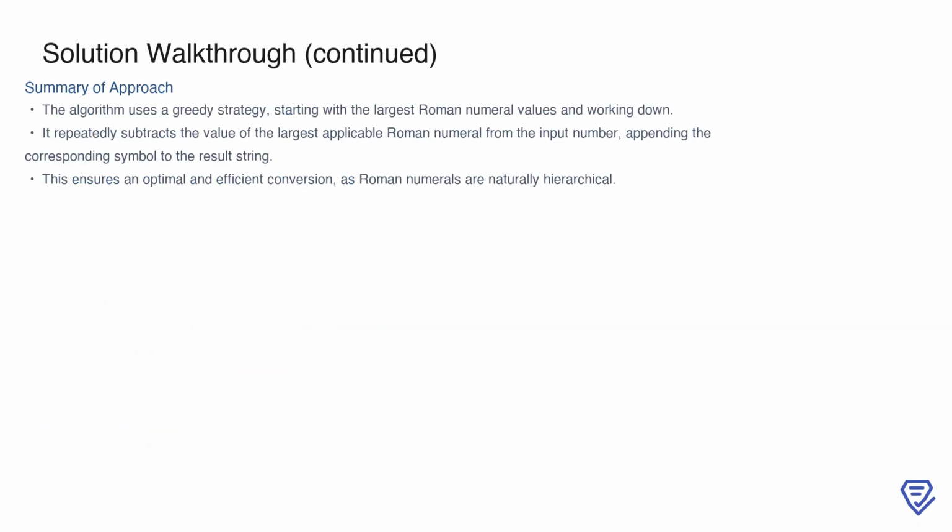To summarize the approach, the algorithm uses a greedy strategy to convert integers to Roman numerals. It starts with the largest Roman numeral values and works its way down through the predefined mappings. For each numeral, it calculates how many times the current value fits into the number, appends the corresponding symbol to the result, and updates the number by taking the remainder. This ensures that the conversion is both optimal and efficient, leveraging the hierarchical structure of Roman numerals to produce the correct output in a straightforward manner.